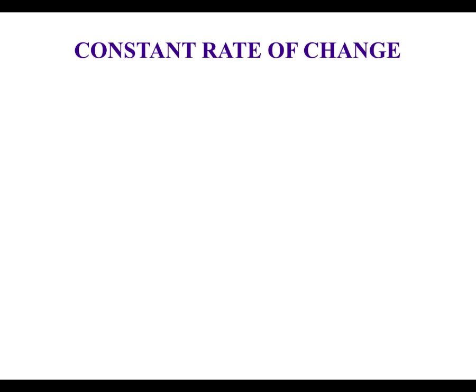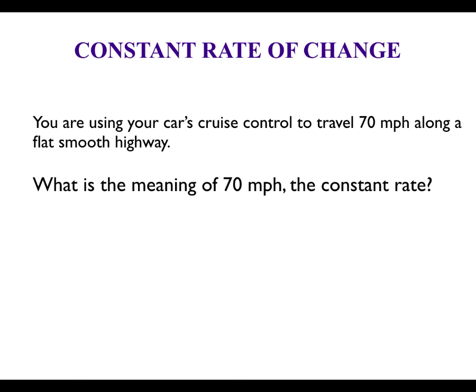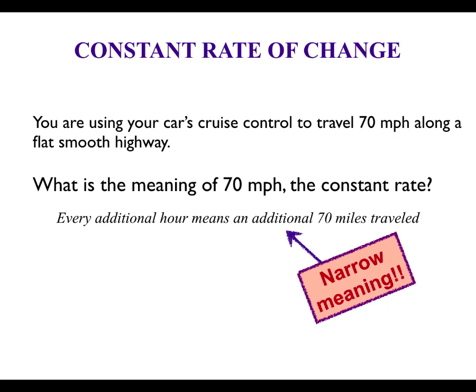So throughout the presentation, I've inserted slides that I'm actually using in class. This is one of the slides that we actually use in class. Suppose you're cruising at 70 miles per hour. What is the meaning of that? Most students will say, for every hour that you go, you're going to travel 70 miles. And what we say is that's a really narrow meaning of that constant rate.